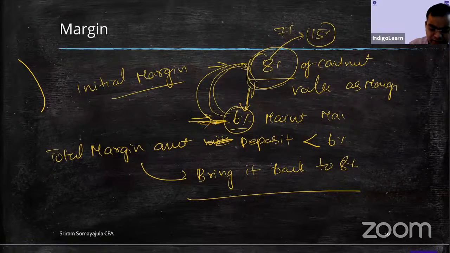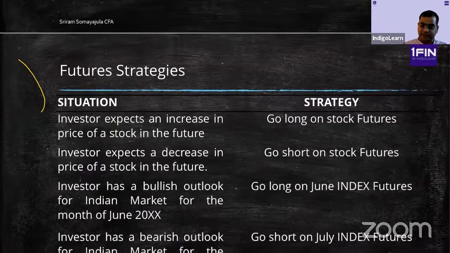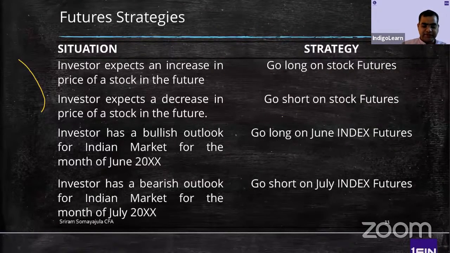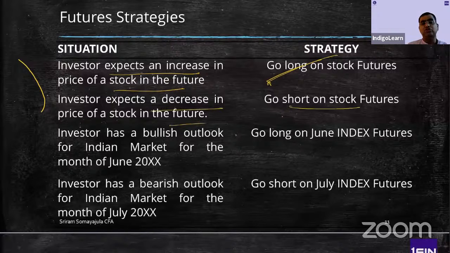Now, before we solve the problems on margin, I want to explain what kinds of strategies people will execute when they are entering into futures contracts. See, the first kind of thing is when an investor expects an increase in the price of a stock, the strategy is to go long. Going long means basically buying. So they go long on futures, right? If they expect a decrease, you short, that is, you sell the futures.